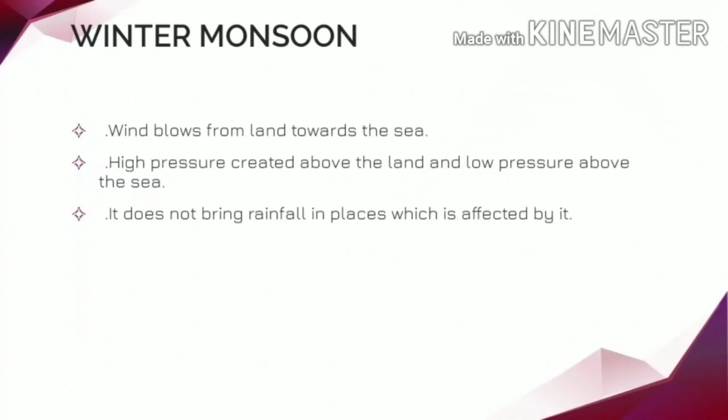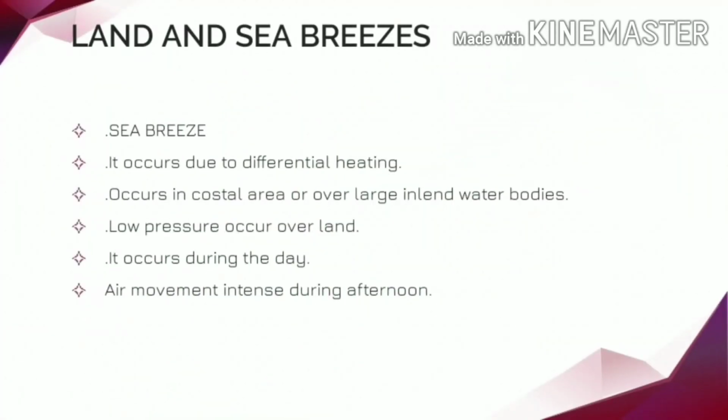Since it is blowing from the land, it does not have any moisture unless it has come across a water body. Like in the case of Tamil Nadu in India, it receives rainfall from the winter monsoon because the winter monsoon collects moisture as it passes over the Bay of Bengal. So only if the winter monsoon is passing via a water body, only some of the places receive rainfall.